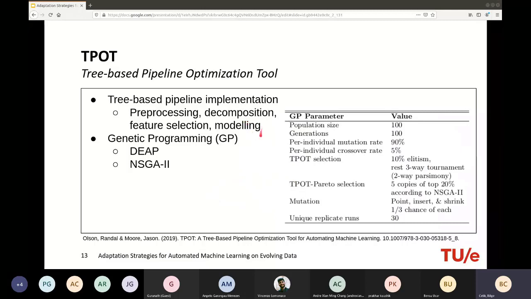They use a popular GP algorithm from the Python package DEAP, which follows a standard GP procedure, and the top 20% of the pipelines in the frontier is selected for reproduction with the NSGA-II selection strategy, which is also another popular approach. The output of TPOT, unlike Auto-sklearn, is a single best performing pipeline, and this is the one that is actually ever discovered according to the classification accuracy.